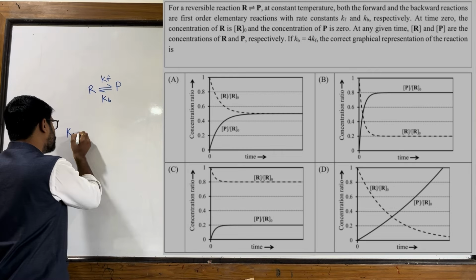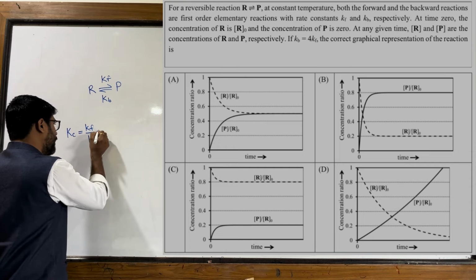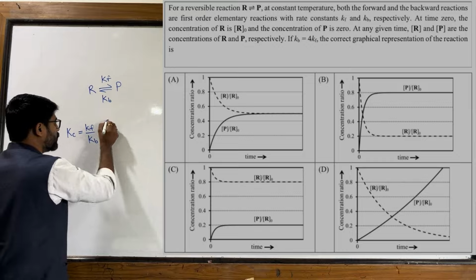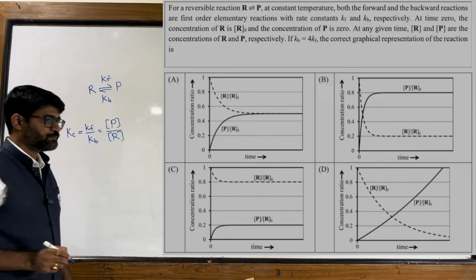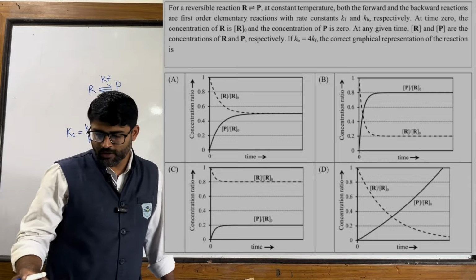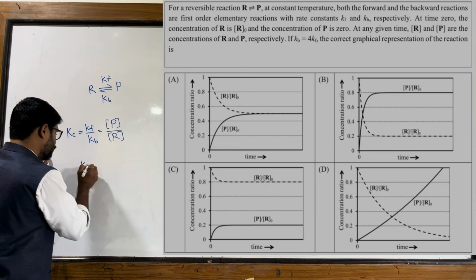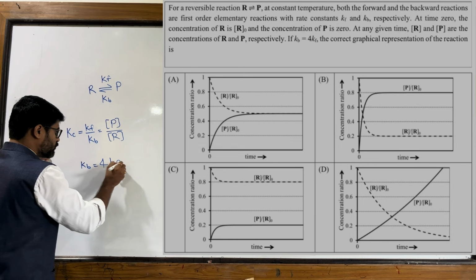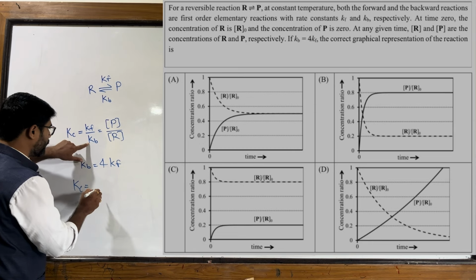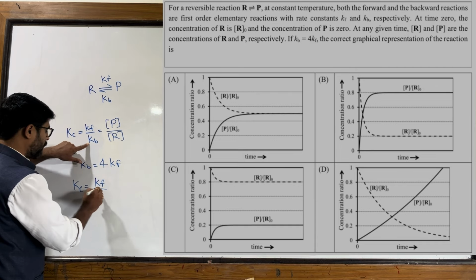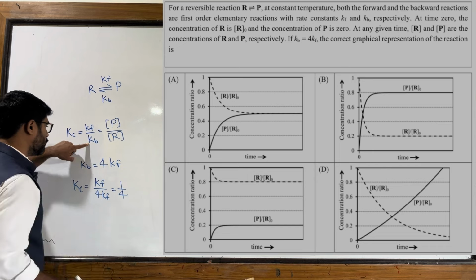You must know this simple formula. Kc is Kf by Kb, and Kc for this equilibrium is concentration of P divided by concentration of R. It is given in the question that Kb is 4 times Kf. So we have Kc equal to Kf divided by 4 Kf. So this value is 1 by 4.